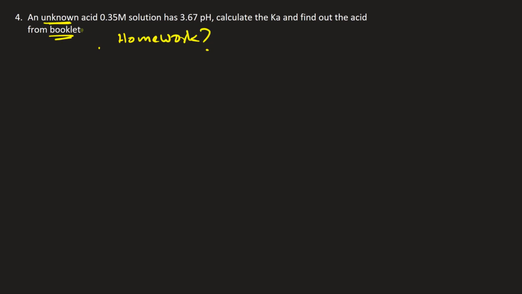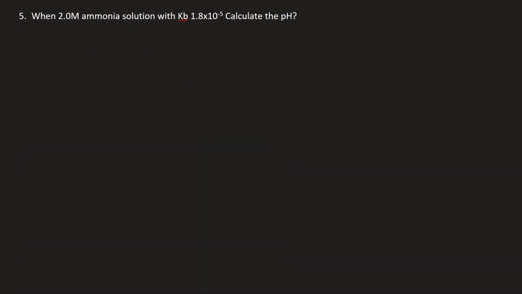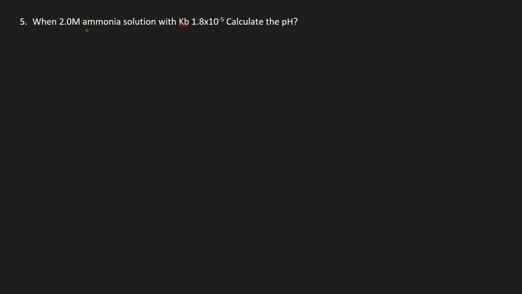Okay, next one. So an unknown 0.35 molar solution, pH is given, calculate the Ka. Same style. So just do it for homework, right? We skip that one. So let's go to the other one because this is something important I want to show. It's a weak base, so any weak base behaves the same way, but we'll work on ammonia. It's an important one to know.